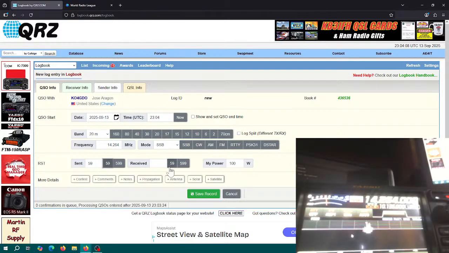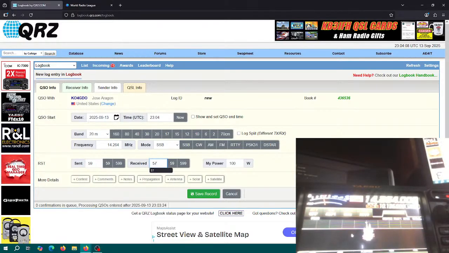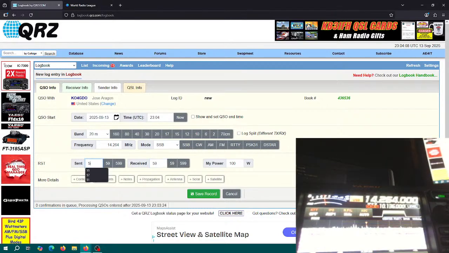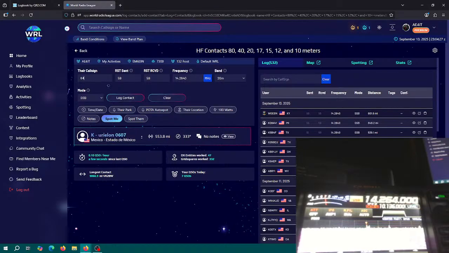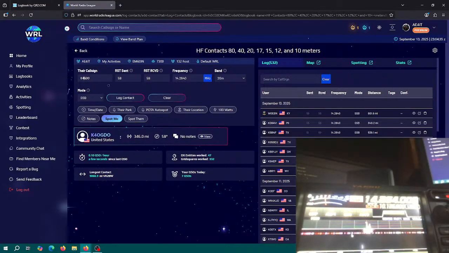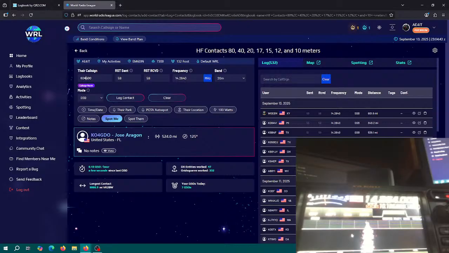Roger that, Jose. You're coming in here about 57 here in Pensacola, Florida, QSL. I'm running an Icom 7300 with a vertical antenna, the Comet 250 HD, and the microphone is an Icom SM-50. Over. Roger that, and I'm using a Yaesu FTDX10 connected up to an external monitor, a 132-foot antenna, and also a Yaesu M-90D for the microphone, QSL.